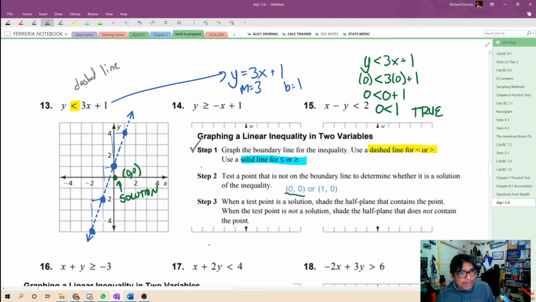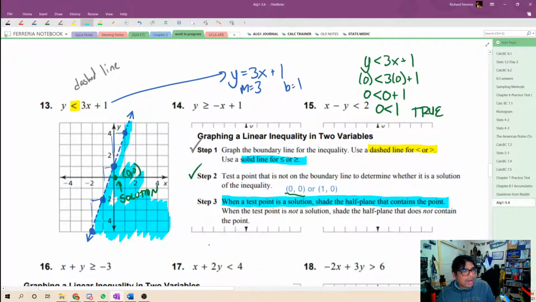So my test point is a solution to the inequality. And finally, we need to shade. When the test point is a solution, shade the half plane that contains the point. So we want to shade the half plane that contains 0, 0. I just want to make sure 0, 0 gets some of that shading, and then shade the rest of that half plane.